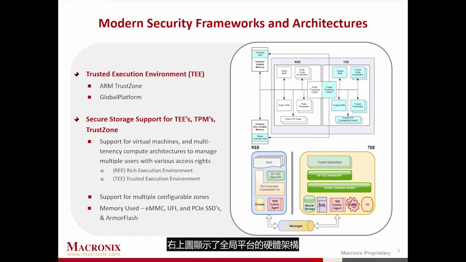The top right figure shows the hardware architecture for Global Platform. The REE, or the Rich Execution Environment, has restricted access to untrusted resources, but not the trusted ones. The REE is only allowed to access the trusted resource through services exposed by the TEE client interface. The lower right figure shows the architectural view from a software perspective. This sort of architecture is similar to ARM's Trust Zone security framework.